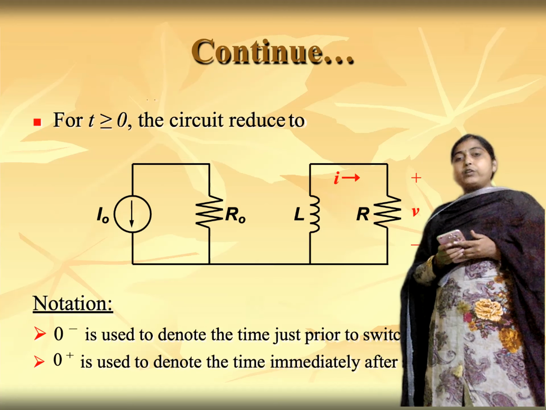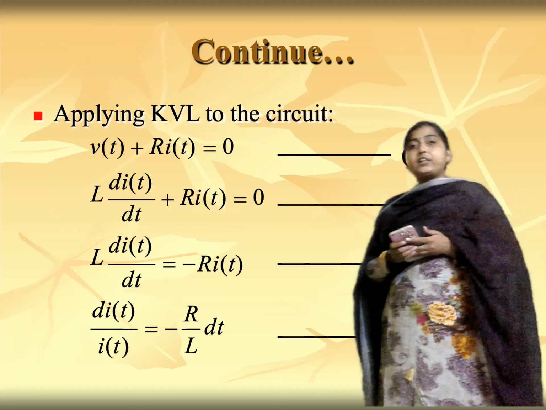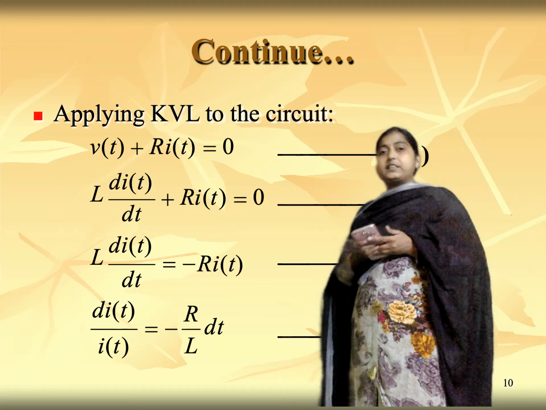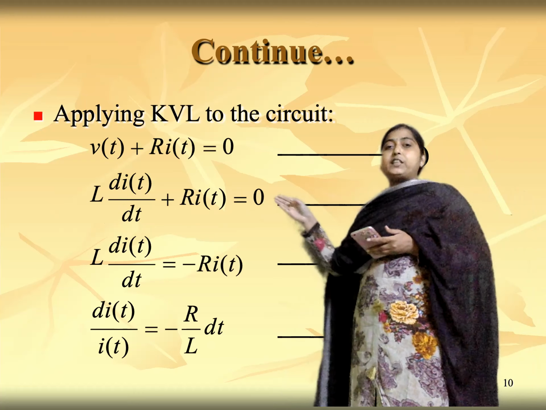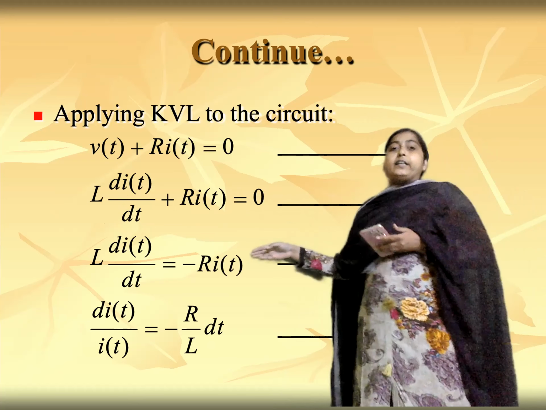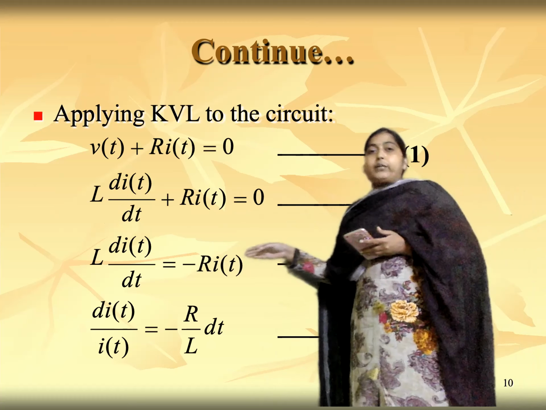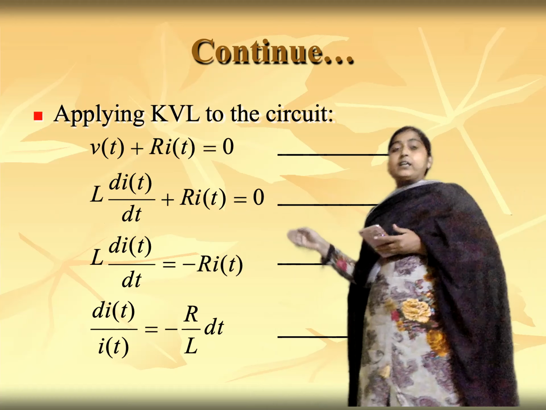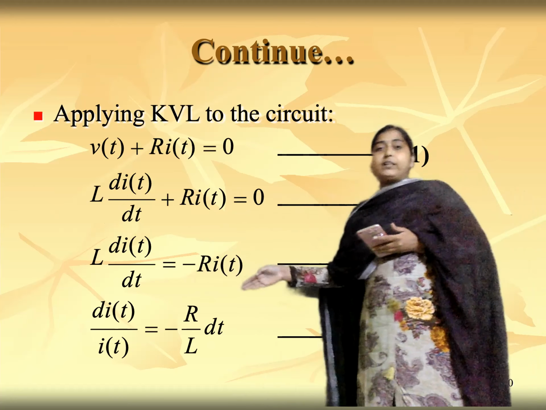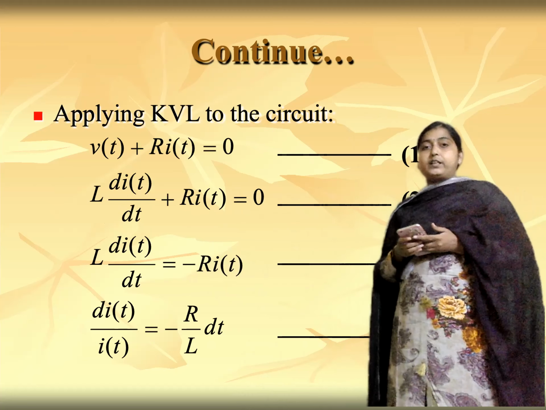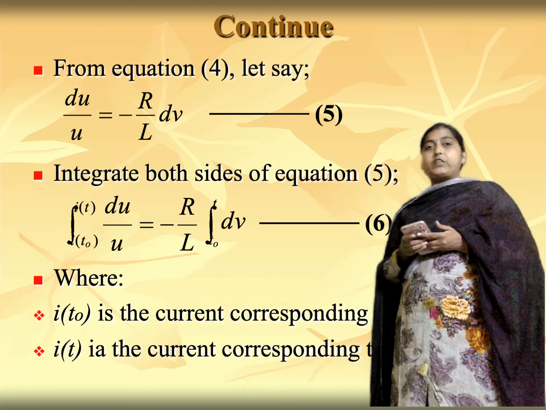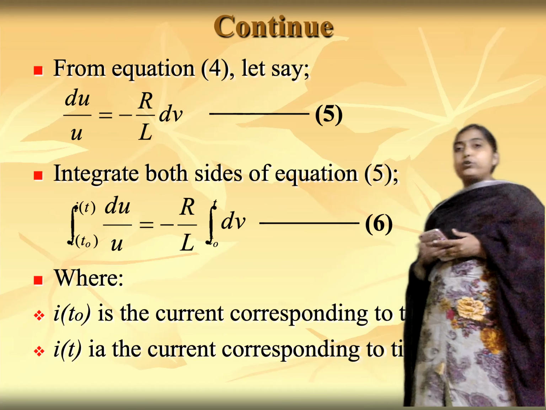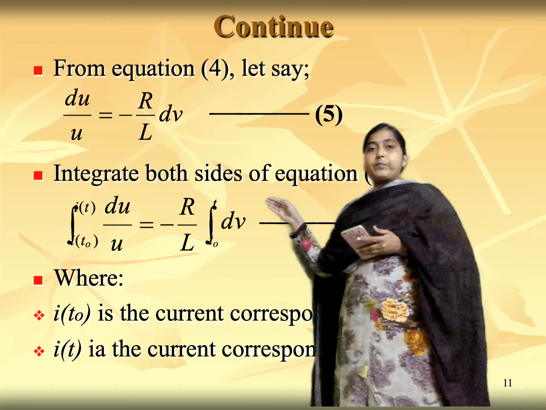So we know that according to KVL, the voltage across an inductor is given by L into di by dt, plus the voltage across a resistor is given by R into I of t, which is equal to 0. So L into di by dt can be written as minus R into I of t, taking R into I of t to the right hand side. Now di of t by dt can be written as minus R by L into dt. So solving this particular equation, from the equation 4 we can say that it is du by v is equal to minus R by L into dv, changing the parameters.